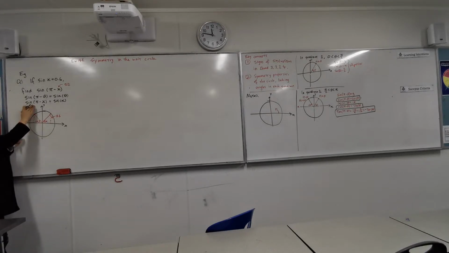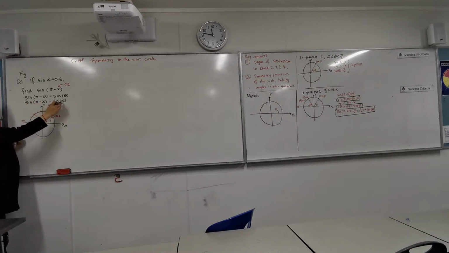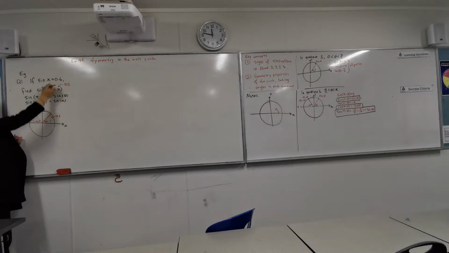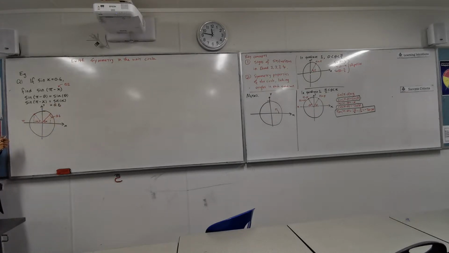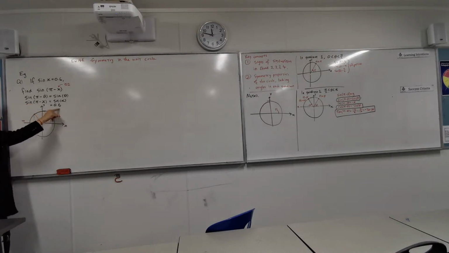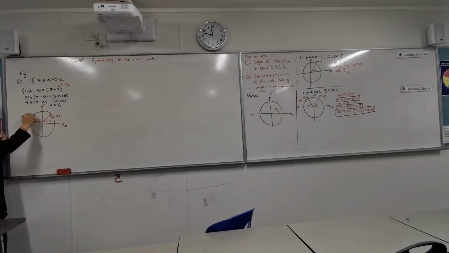Okay, now let's think. Sine of pi minus x is equal to sine of x. And they've given us what sine of x is. Sine of x is 0.6. So that would be equal to 0.6. And we've answered our question now. Sine of pi minus x would be equal to 0.6. That's exactly what we saw earlier when we looked at this diagram.